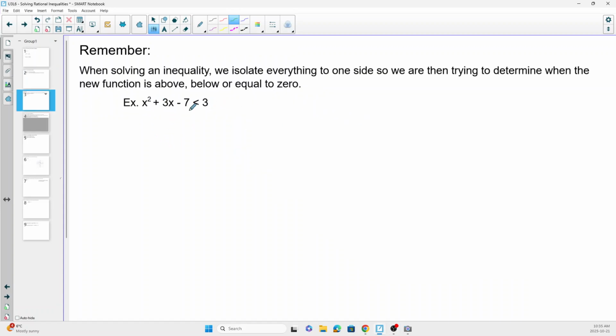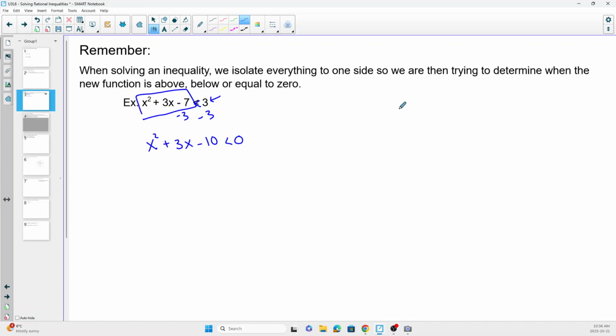So just to recap, when solving an inequality, we want to isolate everything to one side. So in this case here, we would be subtracting 3 from both sides so that we're left with x squared plus 3x minus 10 is less than 0. Now ultimately this is asking me, when will this quadratic have function values that are less than 3? That's what the inequality is asking. But it's easier for us to isolate everything and create a new polynomial and a new inequality that now says, when will this polynomial be less than 0?